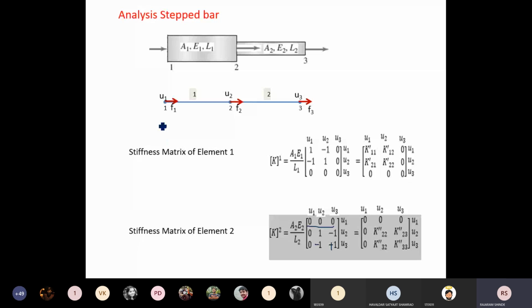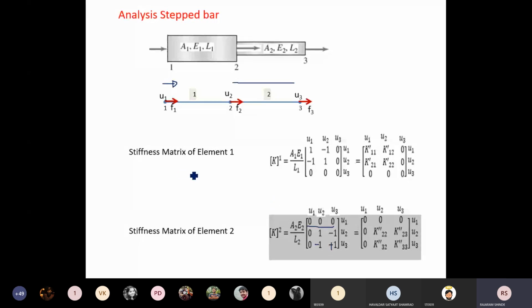So this node number 1 is not connected to element number 2. If I consider this a separate element and apply a force on this node, it will not displace a node connected to element number 2. It may be node number 2 or node number 3. Therefore, the first row and first column in the stiffness matrix are 0. Do you agree with this?